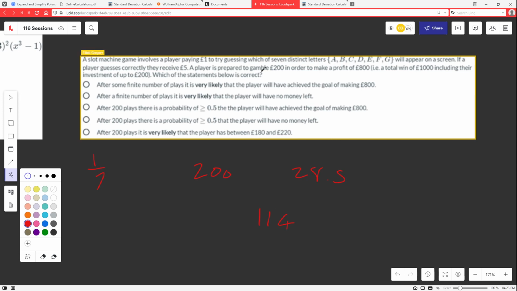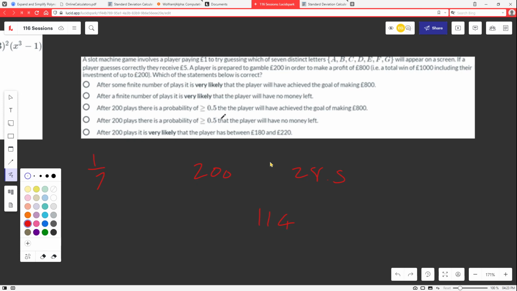Multiply that number by a seventh, and you get another how many times you would expect to win. Do that, and it's going to be going towards 0. Every single time you continue, you're getting closer and closer to 0. So it is not very likely that the player will ever achieve it, because to achieve it, they have to win every single time after the 200. So after 200 plays, there is not a probability of more than a half that they will have made their goal. In fact, very, very small chance of that happening.